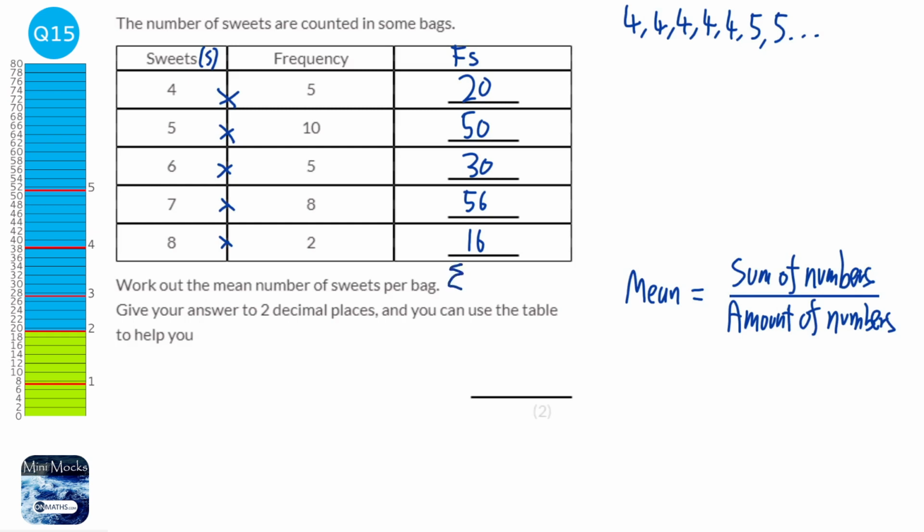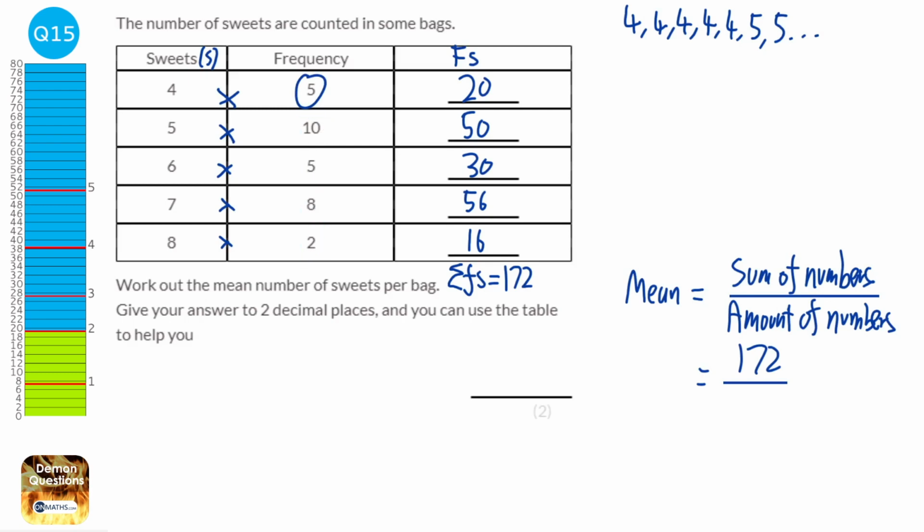And we can show that as a kind of sigma fs. And we just add up the 20, 50, 30, 56, 16. So we add up that column, which is going to be 172. So we know the top is 172. Now the second part is to work out how many numbers there are. Well, there are 5 numbers in the first row, 10 in the second row, 5 in the next row, 8 in the next row, and then 2 in the next row.